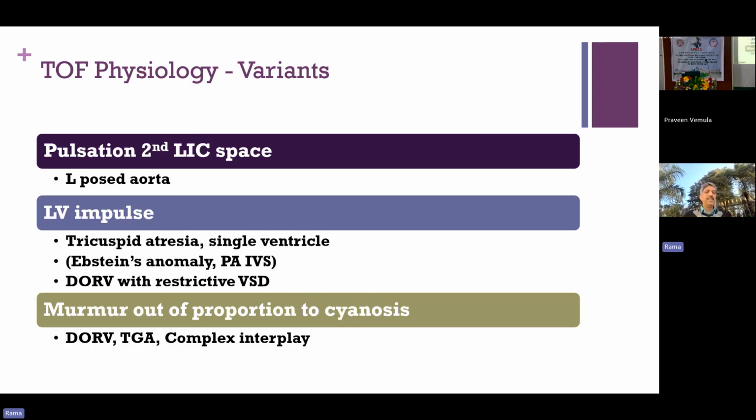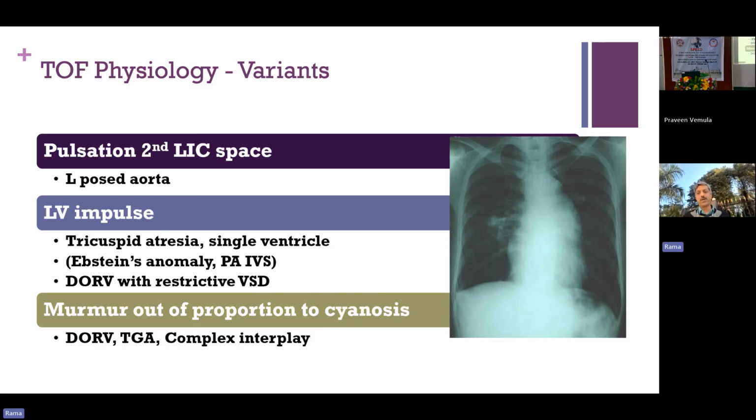So what are we dealing with? Here the PS is significant, a loud murmur is there, which means the PS is significantly present. But at the same time you have severe cyanosis. That means some other reason, for example an admixture physiology, a transposition physiology or streaming, is playing a role in causing the cyanosis. If there were a significant step-down, the murmur would have to be inversely proportional. But here it is not, because the cyanosis is caused by admixture physiology or transposition-like streaming. That happens in DORV, complex interplay, and TGA physiologies. So this is the typical L-posed aorta I was talking about.